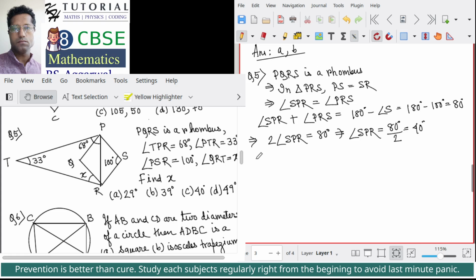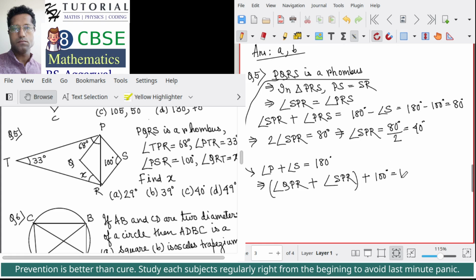Okay. Now, a rhombus is a parallelogram, so for the rhombus, sorry for my clumsy solution, angle P and angle S are adjacent angles. They must be supplementary. That is, their sum will be 180 degrees. So what is angle P? Angle P is angle QPR plus angle SPR, plus we have angle S. Angle S is 100 degrees, is equal to 180 degrees.